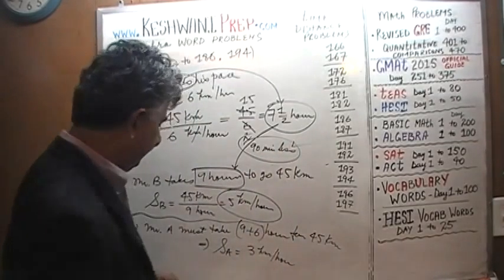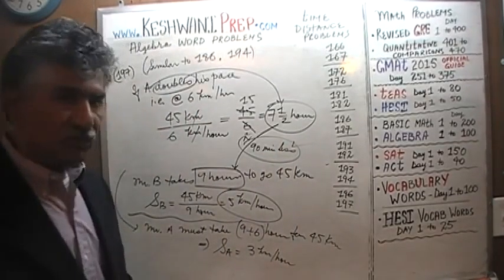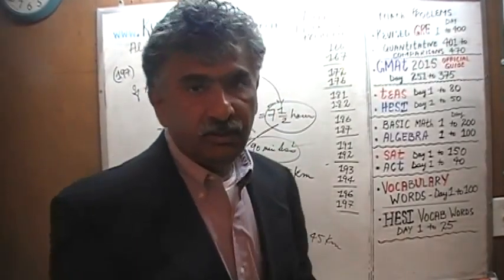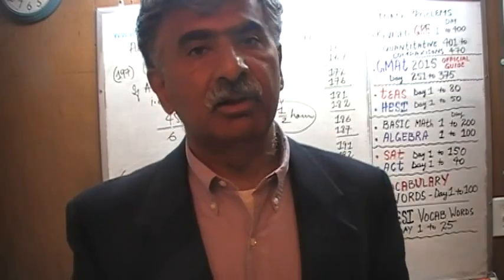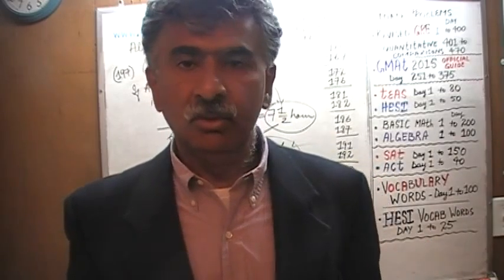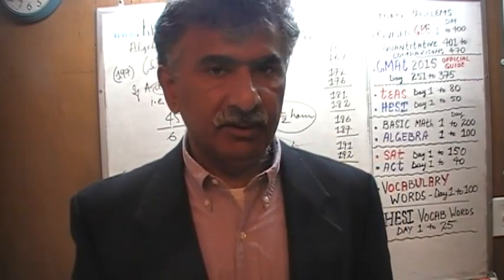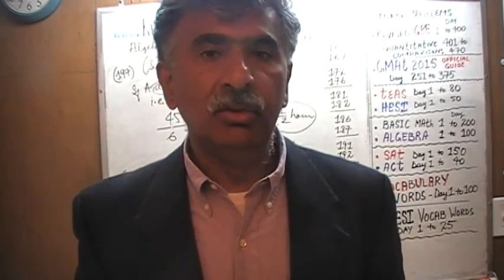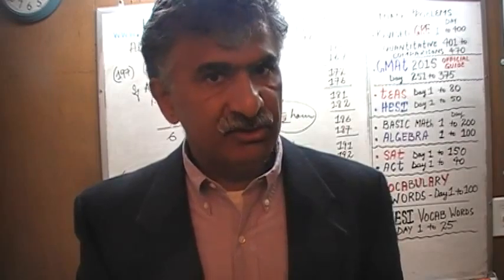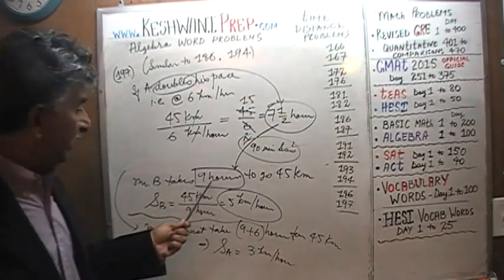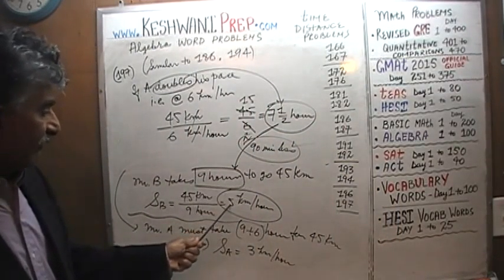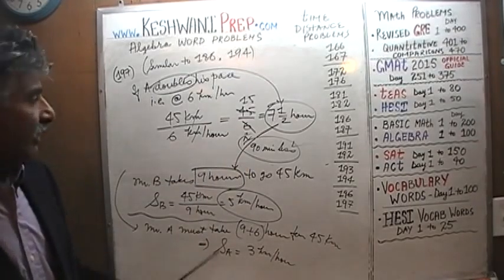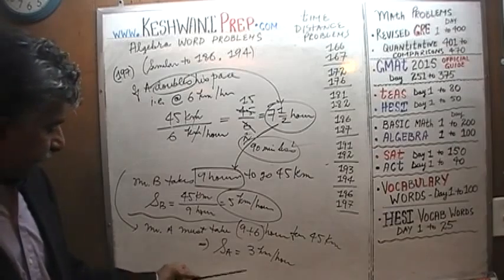Which means that our claim that A was going at 3 kilometers per hour and B was going at 5 kilometers per hour must be correct. Otherwise we would not have been able to show that everything fits here. Everything does fit. When A doubles his pace, he is able to finish his journey in 90 minutes less than what B took. B took 9 hours because he was going at 5 kilometers per hour. This guy is able to finish the journey in 7.5 hours when he doubles his pace.